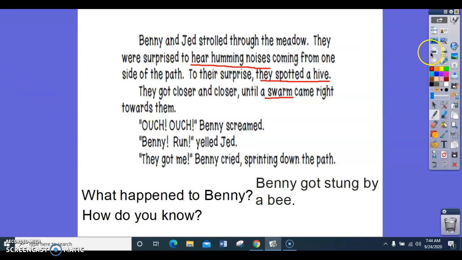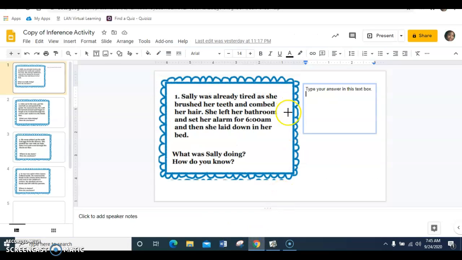So remember, today I want you to do the same thing. Your DOL is going to ask you a question, and then you're going to type your inference. But then you're going to go underline what you know. So let's see if I can share my screen so you can see what your DOL looks like today. You'll be reading the information, and then it says, what was Sally doing? You would come over here and type your answer in the text box. This is where you would make your inference. And then it says, how do you know?